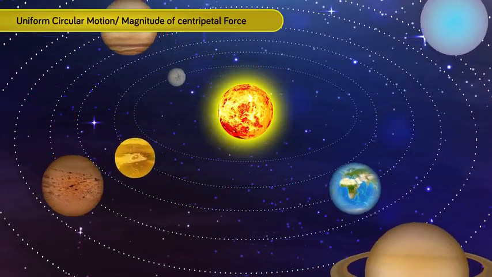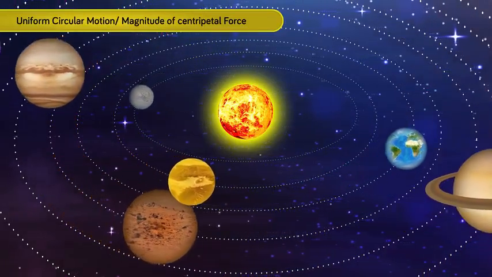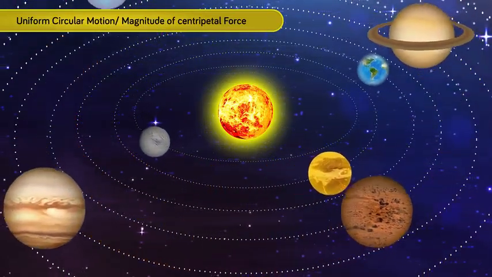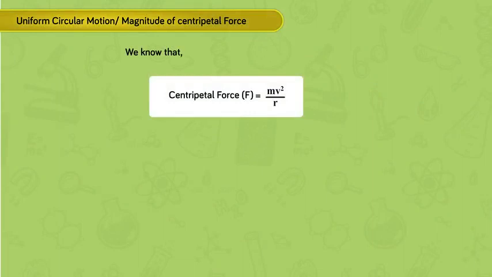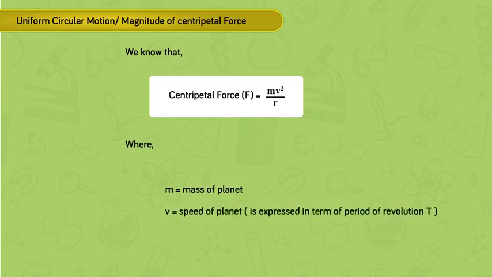Consider a planet revolving around the Sun in a uniform circular motion. Then, the centripetal force acting on the planet towards the Sun is given by equation 1. Centripetal force F is equal to m v² upon r, where m is the mass of the planet, v is the speed of the planet, expressed in terms of the period of revolution T, and r is the distance of the planet from the Sun.